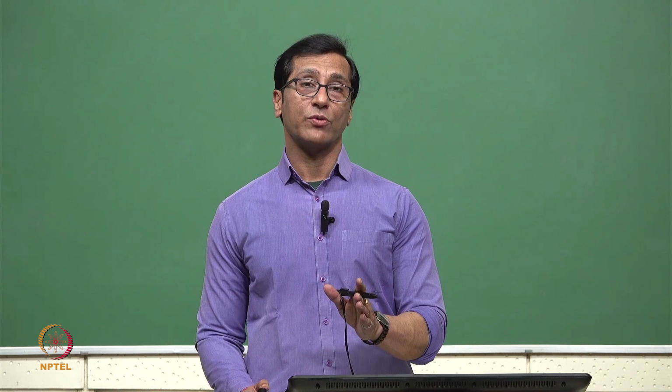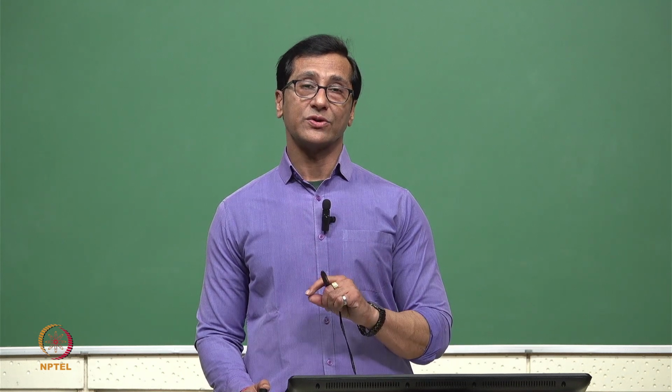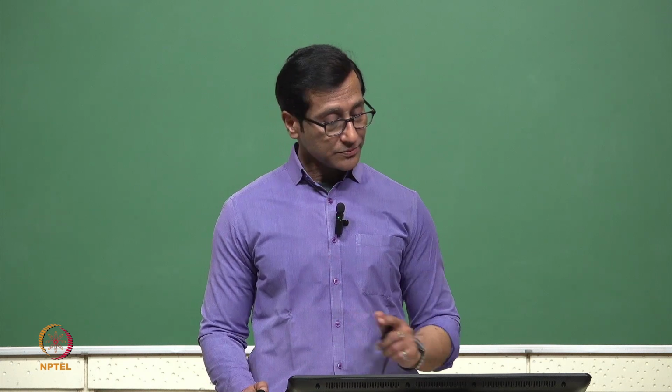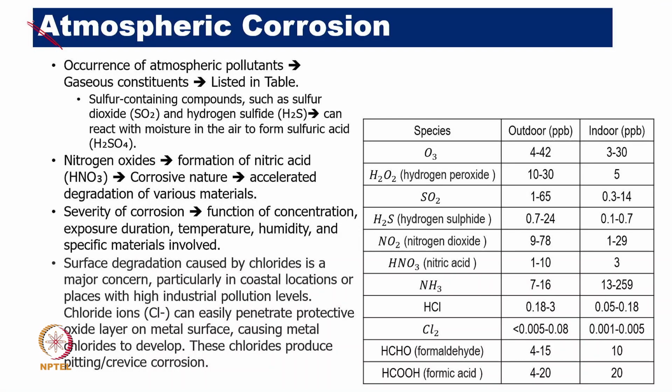So they are stopping corrosion, and they are also helping from a tribological point of view, because the oxide layer on the surface acts as a lubricant layer, and it is also reducing the wear rate. So this is what I'm showing here, atmospheric corrosion. You look at the outdoor percentage, indoor percentage, or maybe say ppb. Ozone is there, hydrogen peroxide, sulfur oxide, hydrogen sulfide, nitrogen oxides, even HNO3, ammonia, HCl, Cl2. These are all gases available in the environment. So some examples have been given, reason being that these are all pollutants.